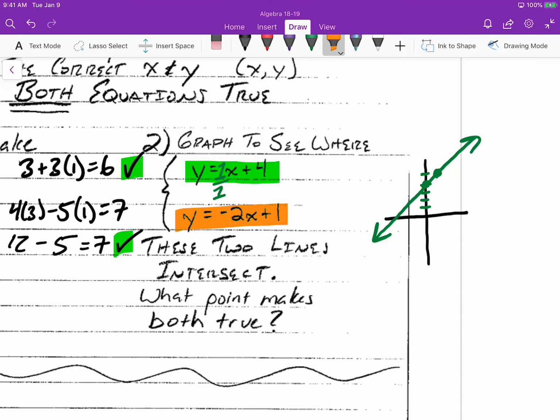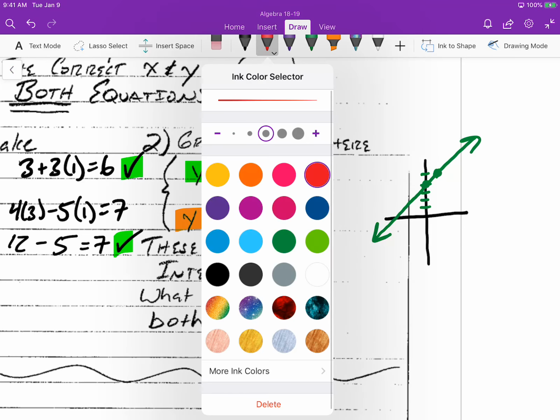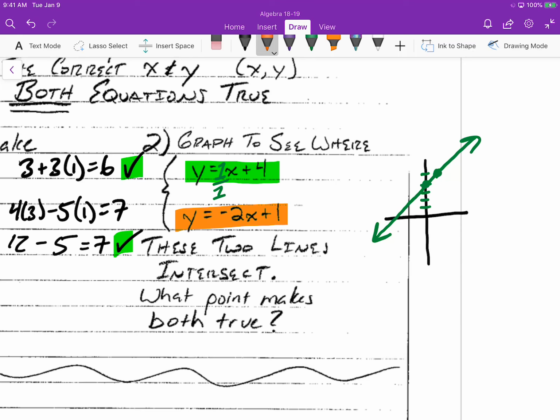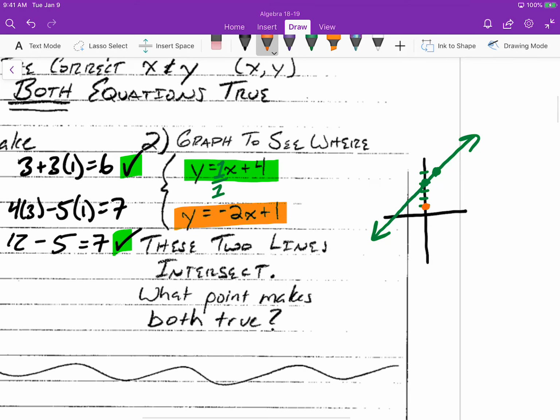The second one I'll do in orange. y equals negative 2x plus 1. So that one has a starting point of positive 1. We already got that. But it has a negative 2 slope. So then I go down 2 over 1. And then I draw that as perfectly straight as I can. And tough to tell freehanding it, but it looks to me that that point is negative 1 comma 3.